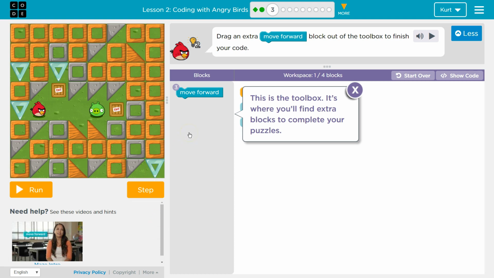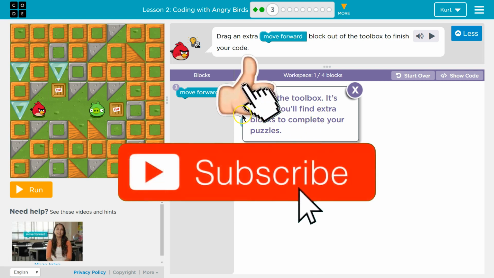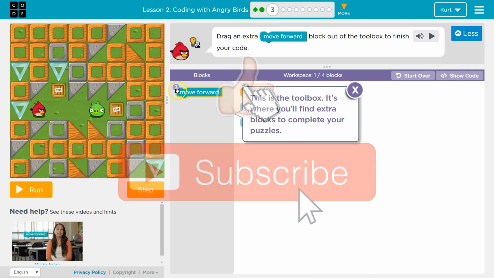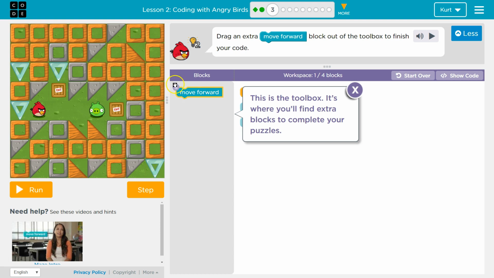Okay. This is the toolbox. It's where you find extra blocks to complete your puzzles. Yes. So here's the blocks we can drag out. It wants us to use three of these, which is why there's a number three. It also says that there's one block in the workspace out of four blocks it would like us to use.